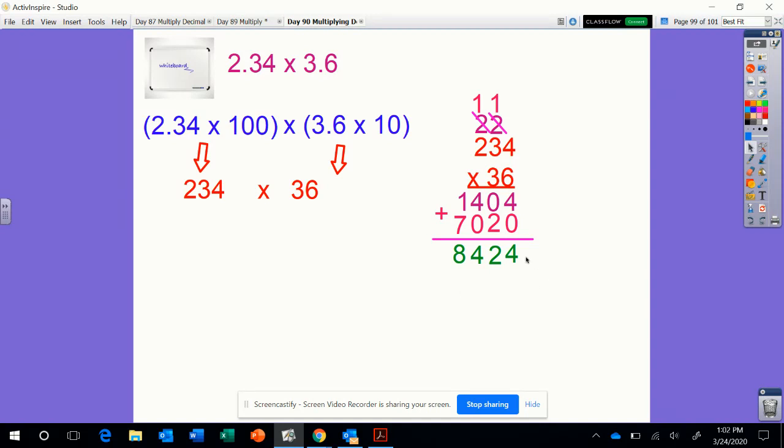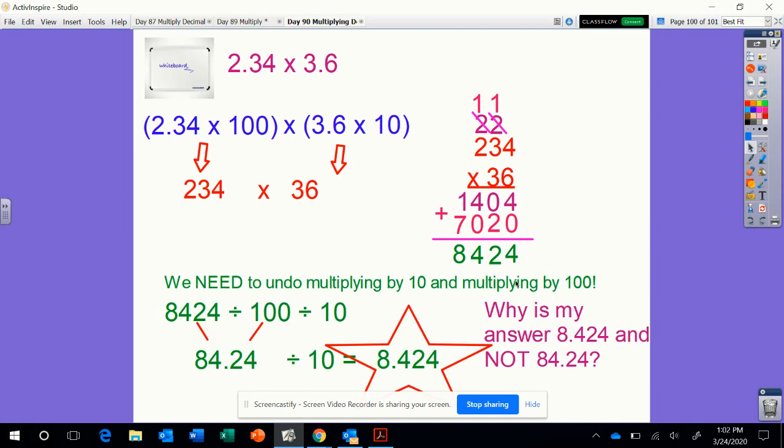Your side work, hopefully your multiplication looks like this, 8,424. Now we have to undo that. And our multiplication, we have to undo it. So we have to divide by 100, move it over 2 times. Then we have to divide by 10 and move it over 1 time. So you should have gotten an answer of 8.424.